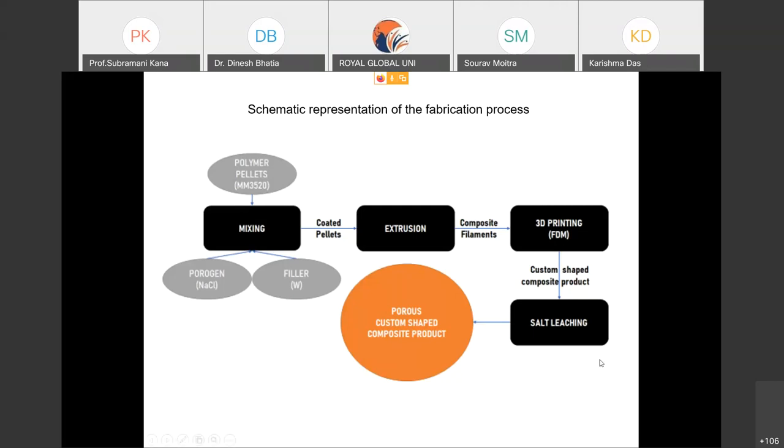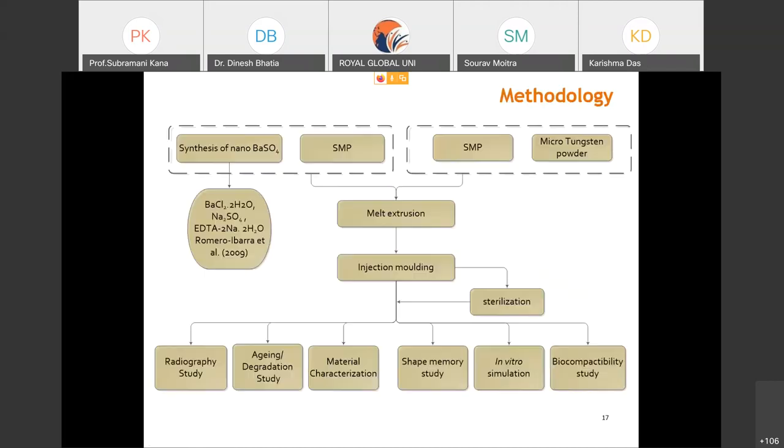Whatever you get after that is a custom shape composite foam product that can be attached to catheters and so on. You can do an in vitro trial before we go to the animal study. This is the methodology by which we are proposing to proceed, and we have been doing that.